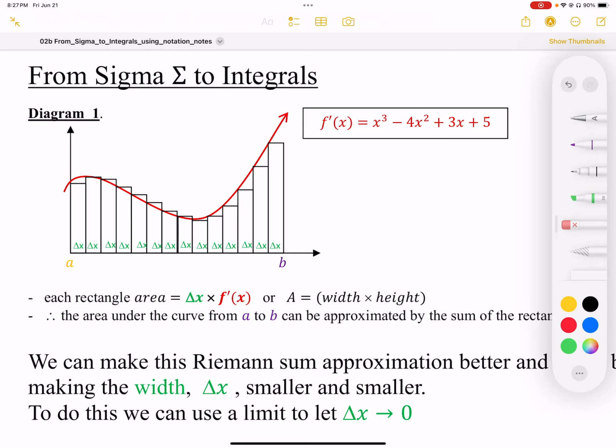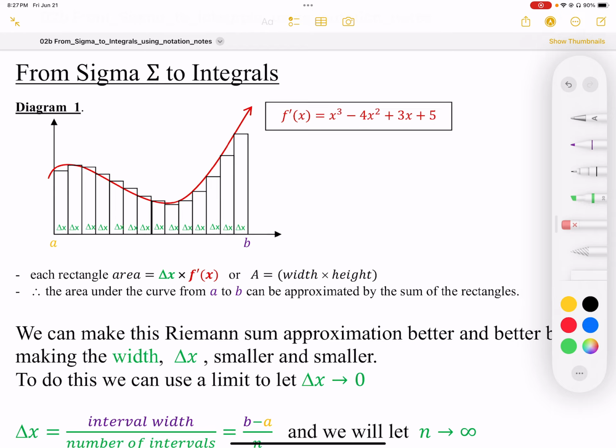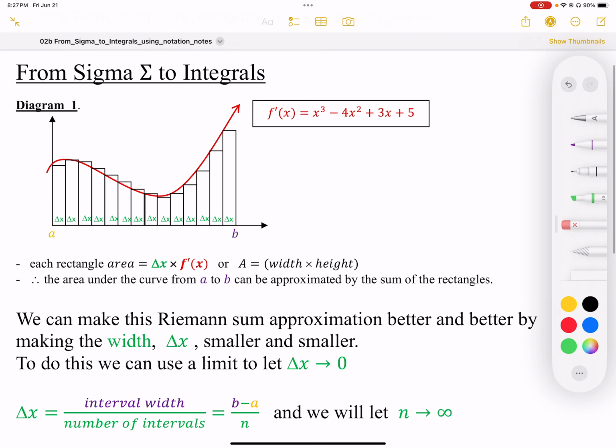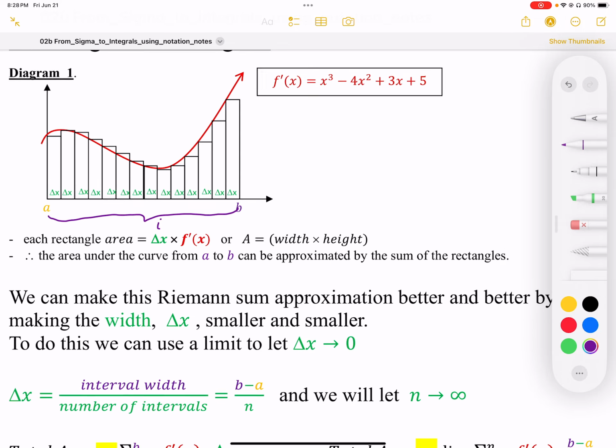So we can make this Riemann sum approximation better and better by making the delta x width smaller and smaller. So how do we do that? Well, we're going to let the delta x go to 0. If we take a look at the interval width here, we could make an expression for the delta x. So we're going to just call that the interval width I, and that's just going to be the difference between a and b. So b minus a represents our interval width.